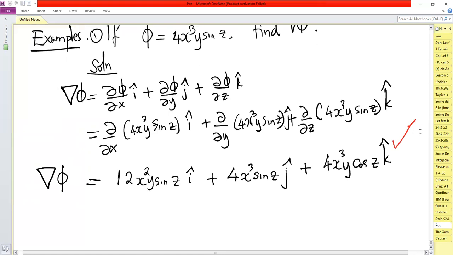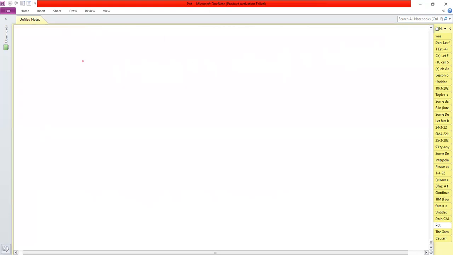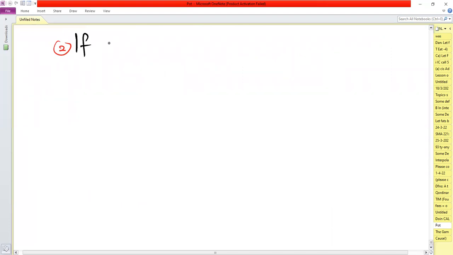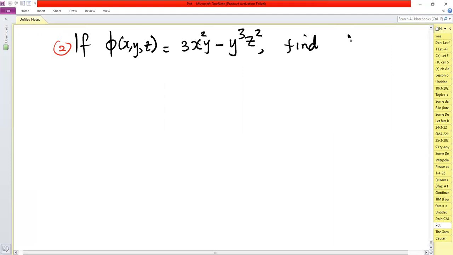Problem number 2. If phi of x, y, z is given by 3x squared y minus y cubed z squared, find gradient of phi at the point 1, minus 2, minus 1. Solution.